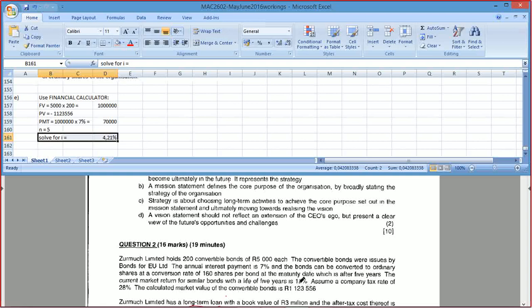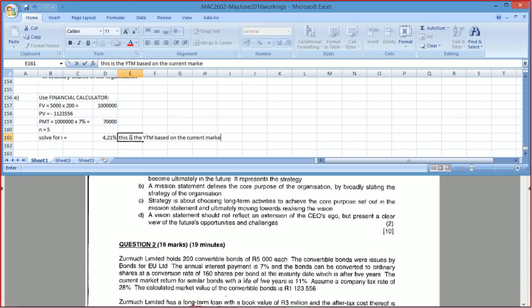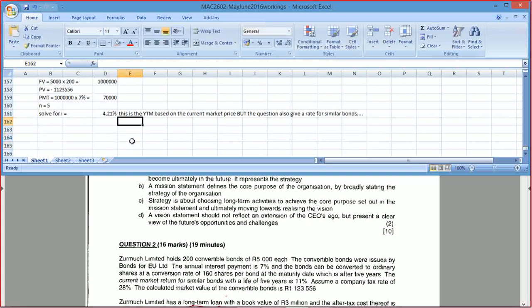So are they wanting you to use the 11%? But they gave you information that can actually calculate that because they gave you the price. So this is the yield to maturity based on the current market price. But the question also gives a rate for similar bonds, which is a bit confusing.